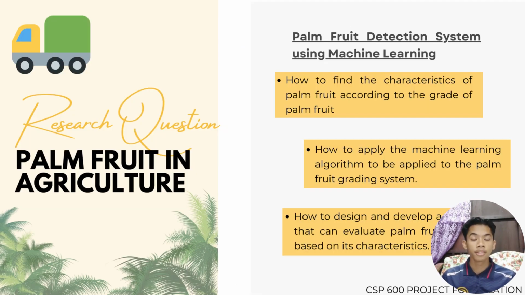Now we are going to the research questions of palm fruit in agriculture. So what are the research questions? The first one is how to find the characteristics of palm fruit according to the grade of palm fruit. The second one is how to apply a machine learning algorithm to the palm fruit grading system. And the last one is how to design and develop a system that can evaluate palm fruit quality based on its characteristics.